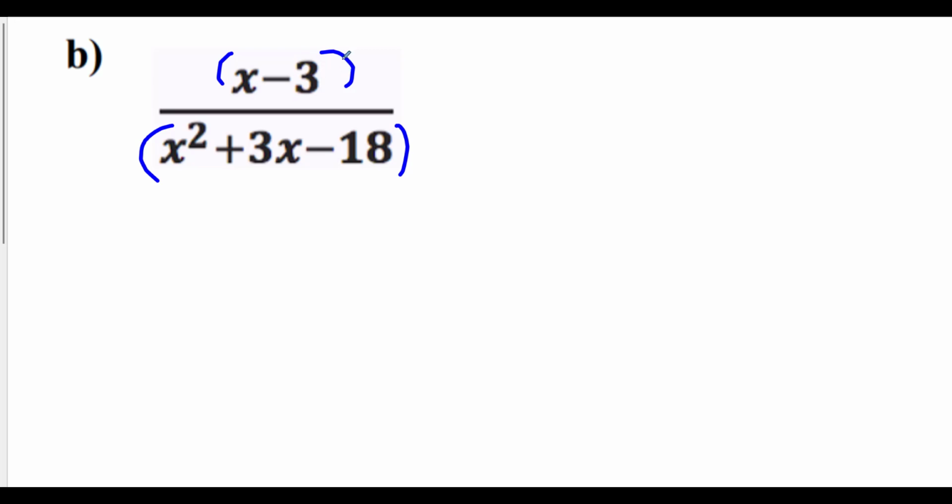Before we can state restrictions, we need to factor the denominator. Otherwise, we can't easily figure out and make those two mini equations. For this example, how do I factor x squared plus 3x minus 18? Well, go back to your grade 10 factoring skills. m plus n equals 3, and m times n equals negative 18. So two numbers add up to 3, and the same two numbers multiply to negative 18.